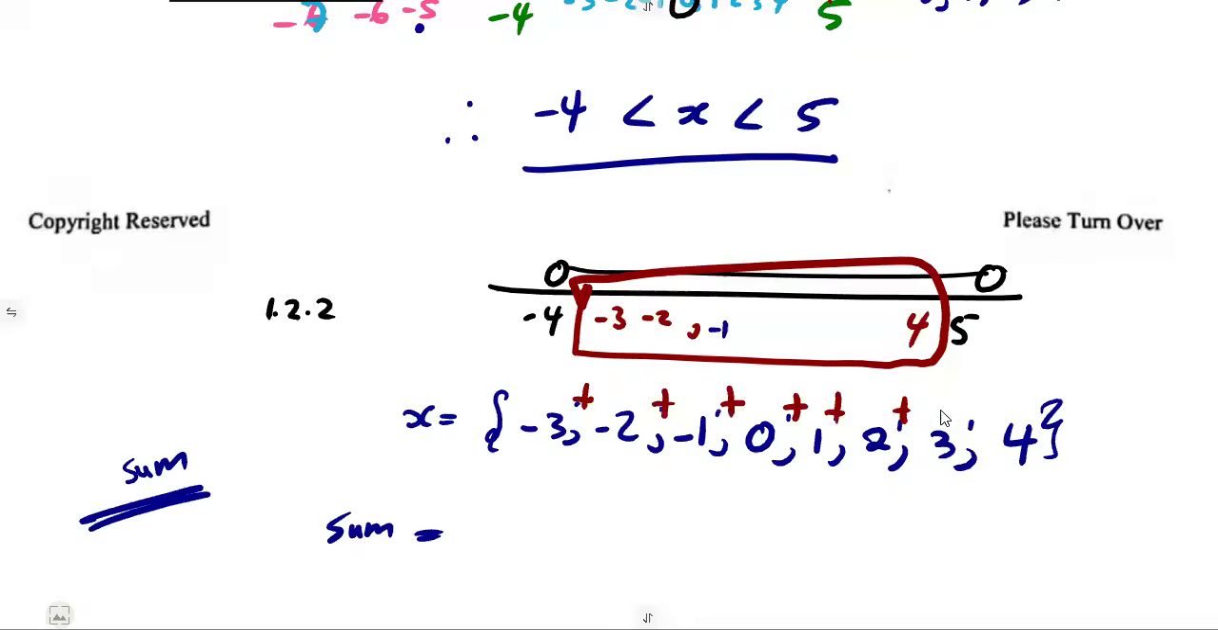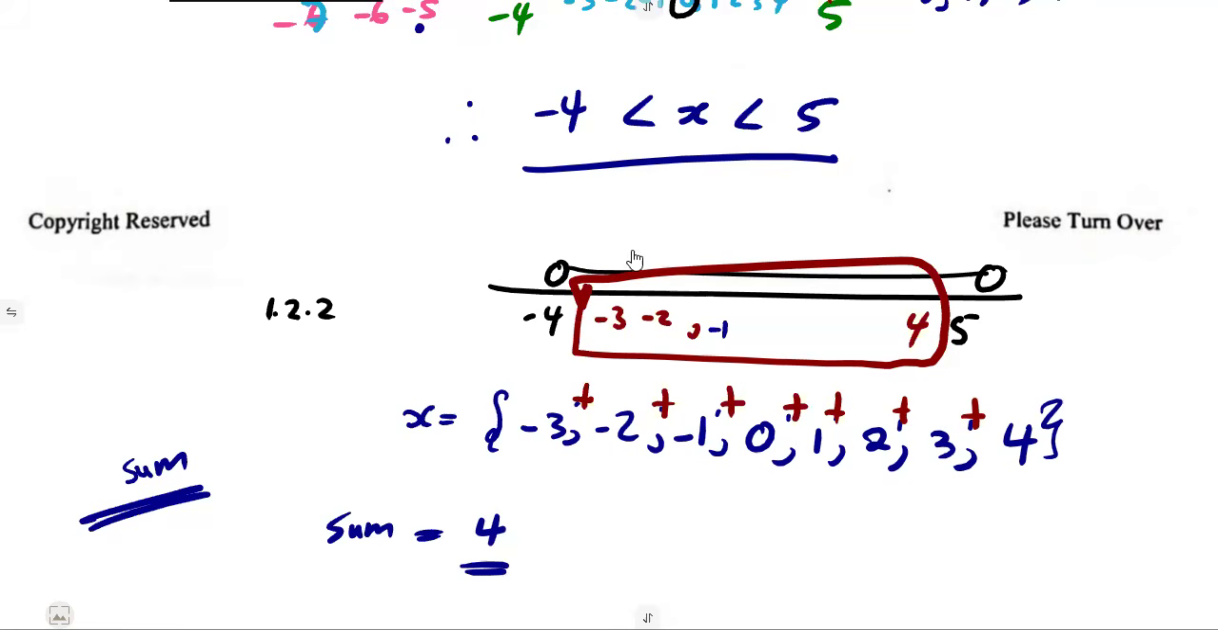So you can just use your calculator, guys. Add all these numbers together. The sum was going to give you a 4. If you add properly, you're going to obtain a 4. Just like that. They say the sum.